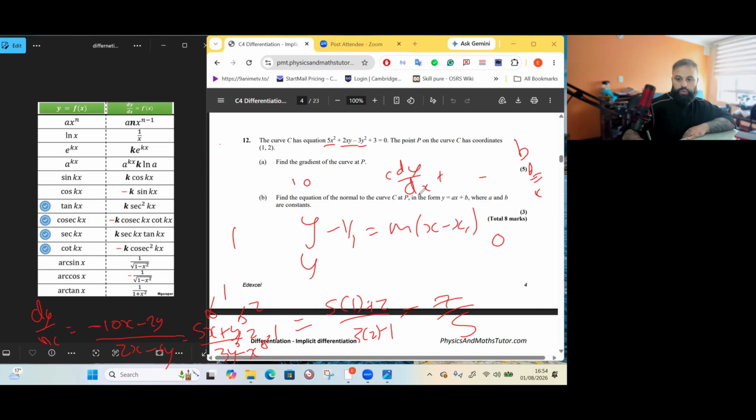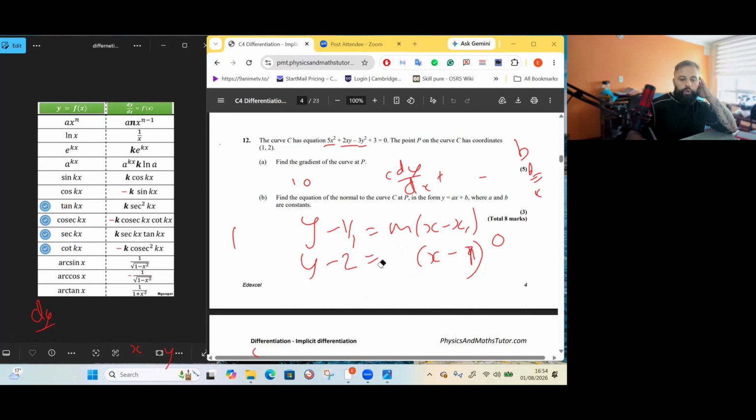So y minus y1, the first y coordinate is the number 2, put 7 over 5, and then x minus 1, like so. If we rearrange this and make y the subject, we're told it's the normal. So the gradient is 7 over 5, but we do minus 1 divided by 7 over 5. So this gradient is actually minus 5 over 7. So when we simplify it, it looks something like this.